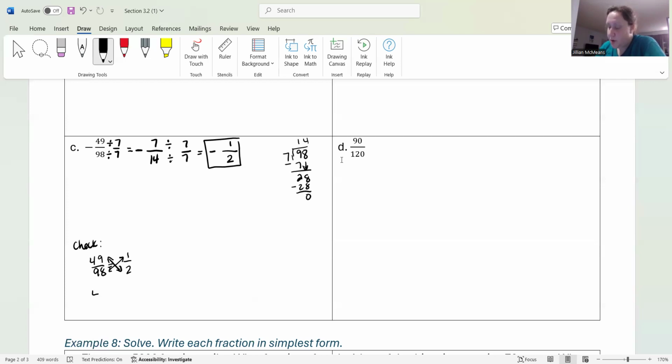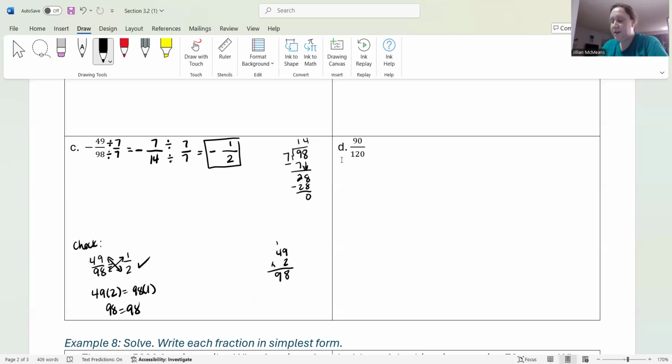So I want to know, is 49 times 2 equal to 98 times 1? Well, let's see what 49 times 2 is. 2 times 9 is 18. I carry a 1. 2 times 4 is 8 plus 1 is 9. There you have it. 98 equals 98. So those 2 fractions are for sure equal.